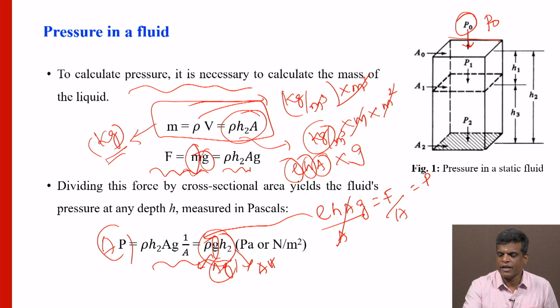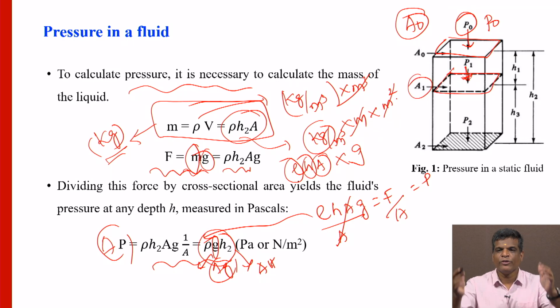The corresponding area we write as A naught, where the pressure is P naught. In the same way, the pressure P1 acts here, and the corresponding area we call A1. Sometimes, if there is a uniform cross-section area, there is no need for this. But if the areas are different, then definitely A1 should also be different.